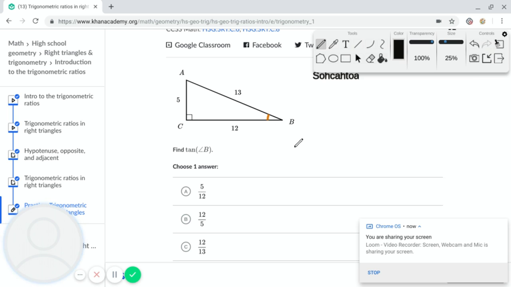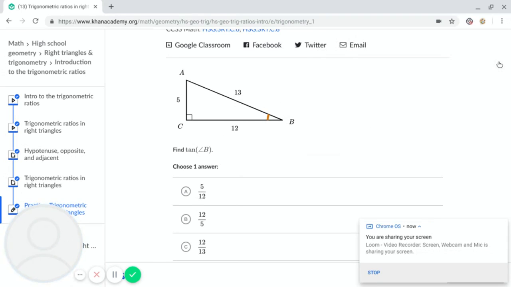Alright, so let's see. Here's our hypotenuse, which is 13. We have our opposite, which is 5, and we have our adjacent, which is 12. We need to find the tan, or the TOA part of the word, which is opposite over adjacent, which would mean that it is 5 over 12, which, lo and behold, is right here. So let us go click on that and we can finish.